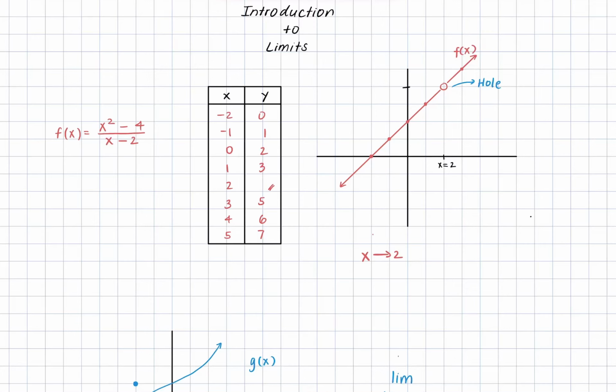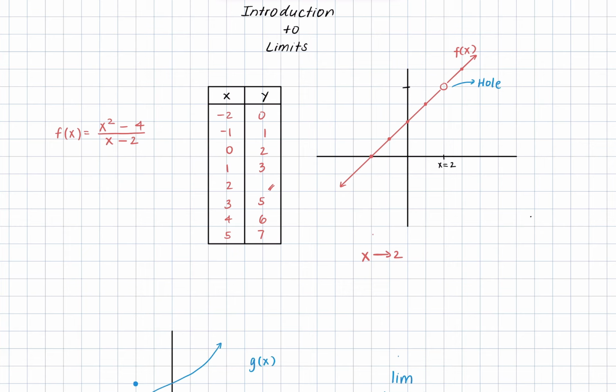Hey guys, in this video we're going to be doing a quick introduction to limits. So we have this function f of x over here and it's x squared minus 4 all over x minus 2, and we have the table and the graph on the right. Right off the bat we see that our y values for x equals 2 are missing from the table and the graph. In the table we just have an empty box, and from the graph, we see an open circle, and that is really a hole in our function.